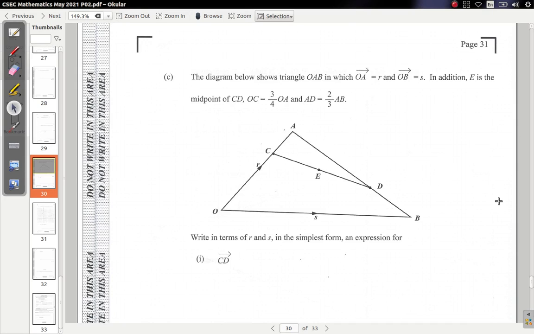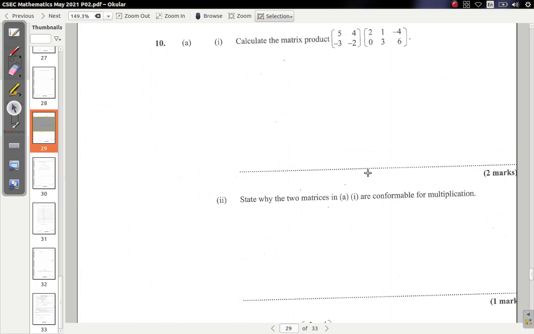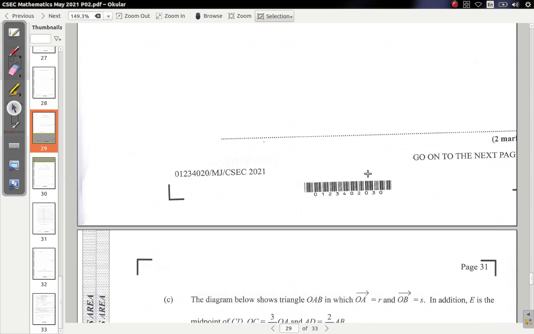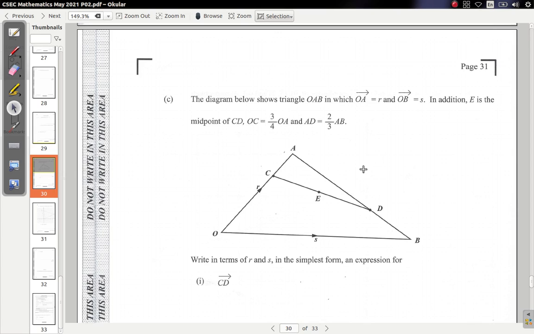Alright, now, look here. We reach part C, question 10 from the CSEC Maths 2021. We did parts A and B already. I did matrices, but vectors, you know, right?